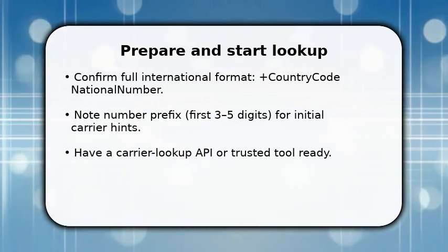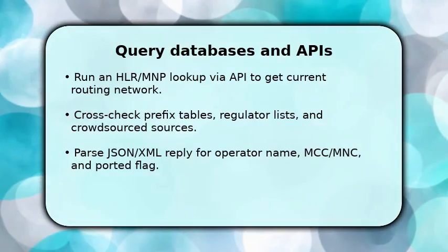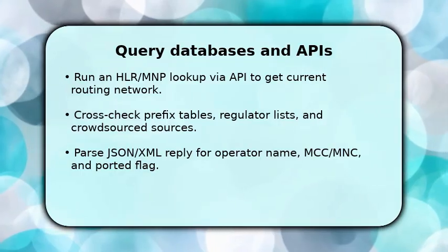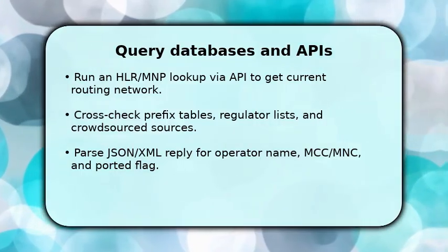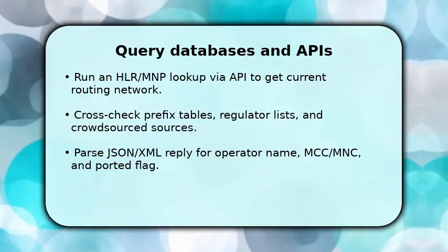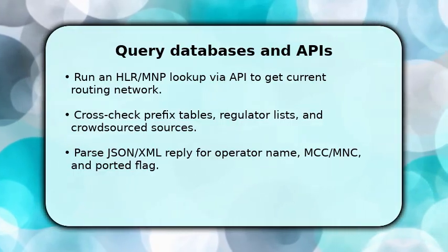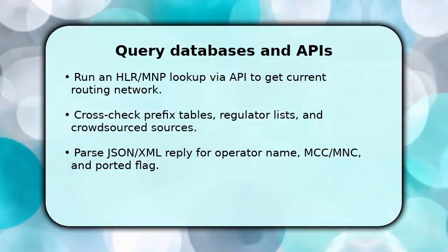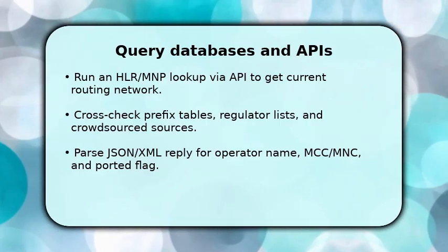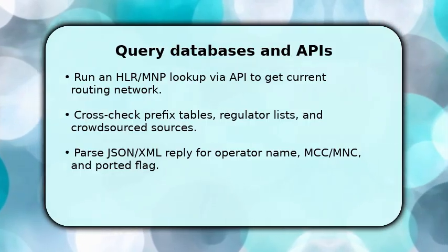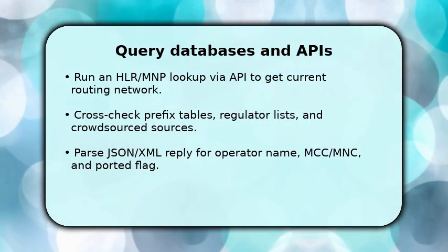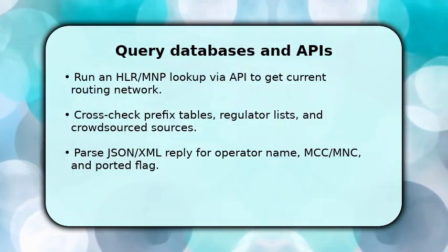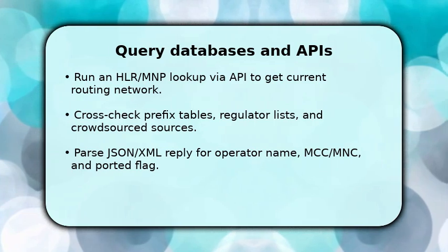You now query multiple sources. Call an HLR or MNP lookup endpoint to determine current routing and whether the number is ported. Then cross-check with prefix tables and your country regulator's allocation list for confirmation. Crowdsourced databases add a practical second opinion. Make sure to parse the API response for operator name, MCC/MNC codes, and a ported flag, because those fields explain how calls and SMS will be routed, and whether the number has been ported.